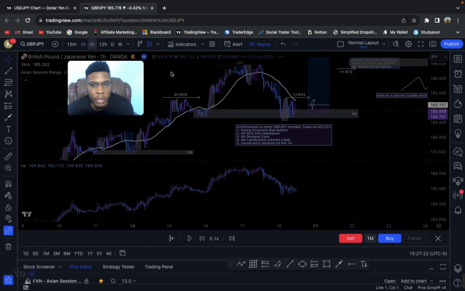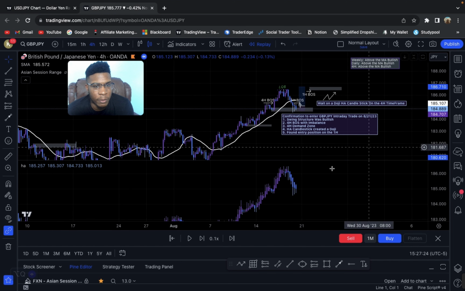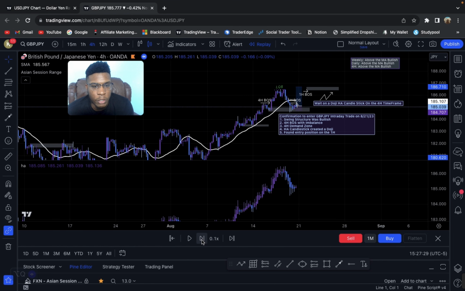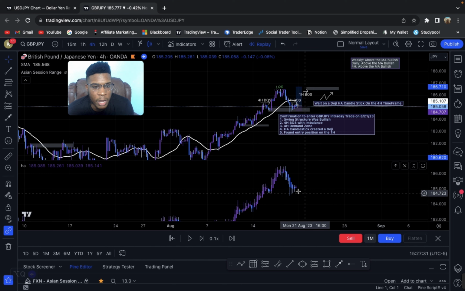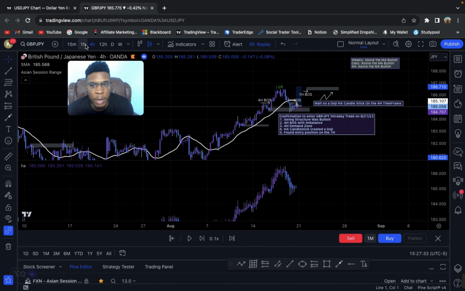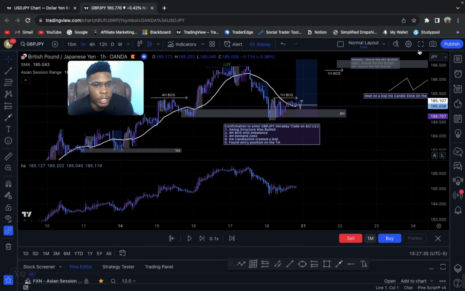What I'm really waiting for is the doji, right? The doji with Heikin-Ashi candlesticks. Down here, the doji, boom. You see that doji being made right there, boom. I'm in it. I'm in it to win it, yo. I'm in it to win it, right?